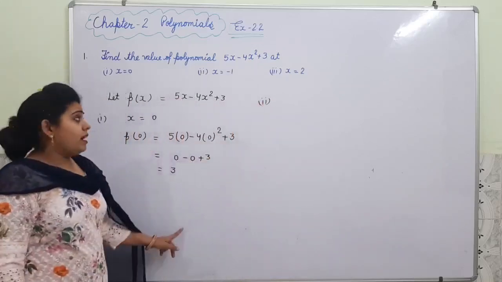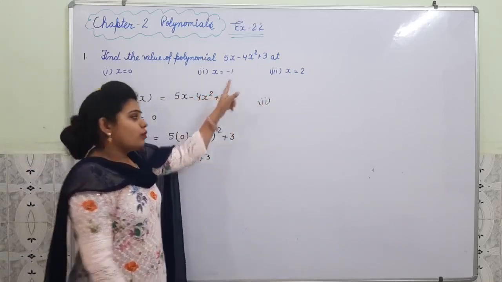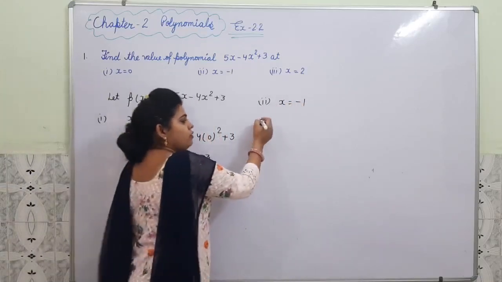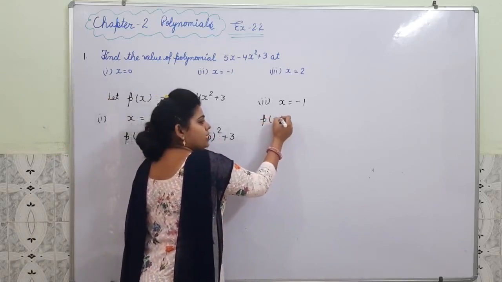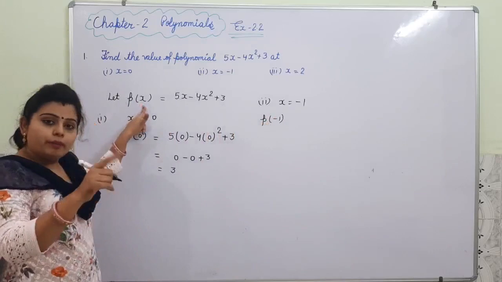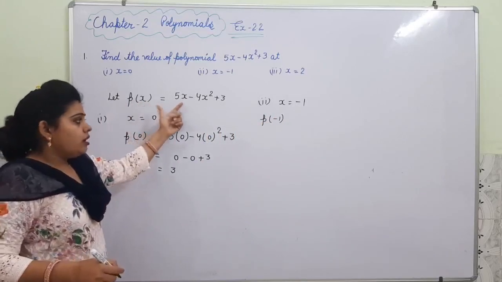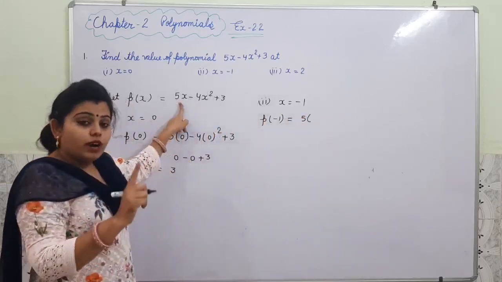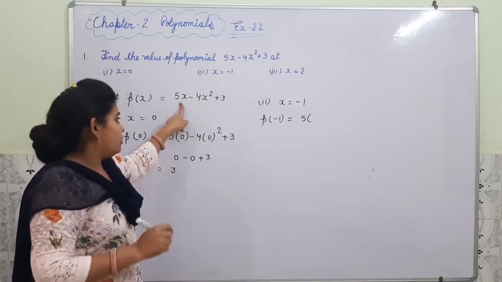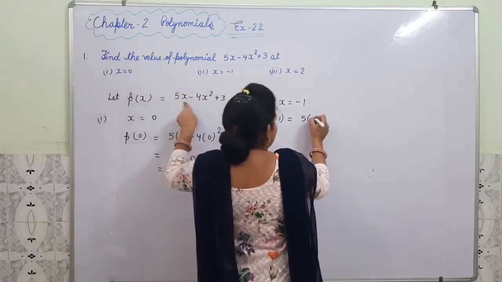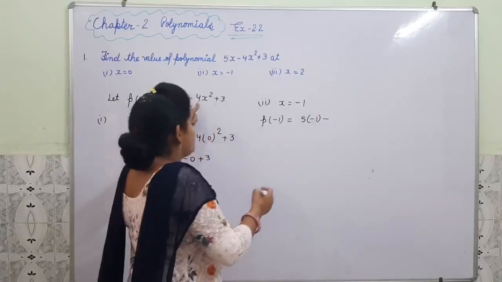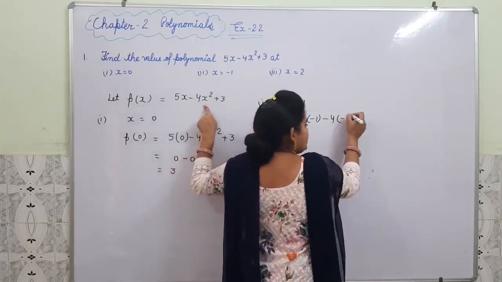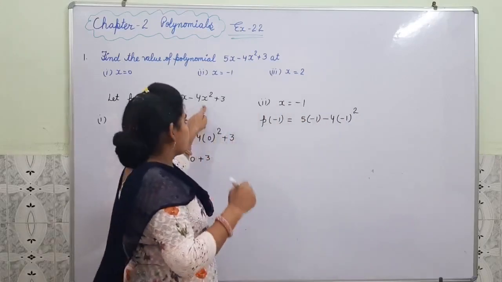Now come to its second part. What is its second part? X is equal to minus 1. Now dear students, again we will follow the same method. P of minus 1, we will replace x by minus 1 in this polynomial. P of minus 1 is equal to 5 into, अब जहाँ भी x है वहाँ हम x को किससे रिप्लेस करेंगे? Minus 1, means 5 into minus 1 minus 4 into minus 1 square plus 3.